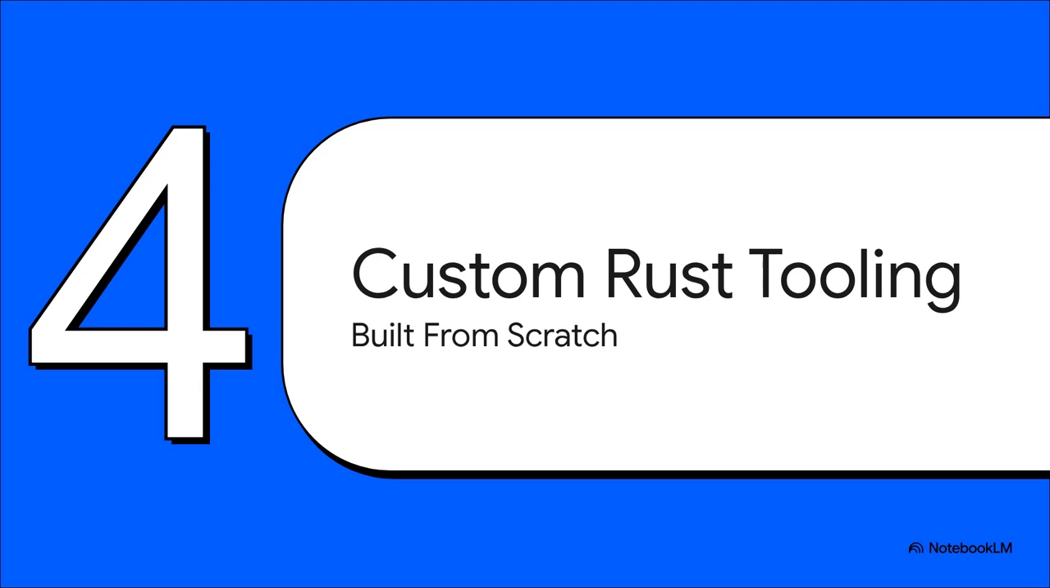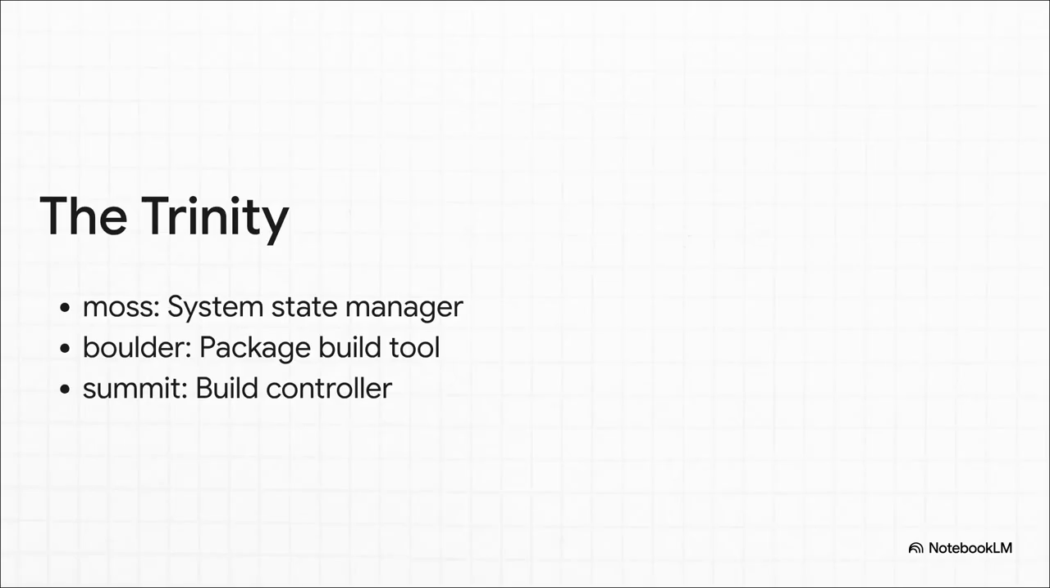All right, so how do they actually pull this off? Section 4, the custom Rust tooling. To achieve those blistering speeds and instant atomic swaps, you obviously can't rely on 20-year-old package managers. You need something totally purpose-built. So AerynOS relies on a bespoke trinity of tools, all written completely from scratch in Rust.